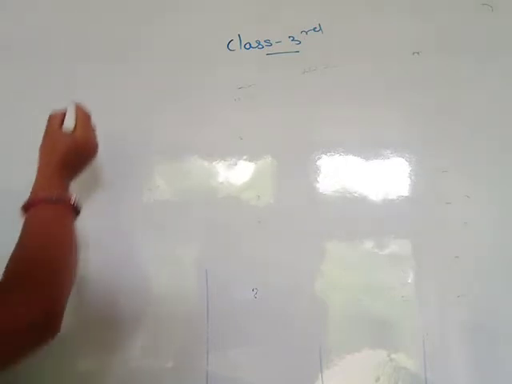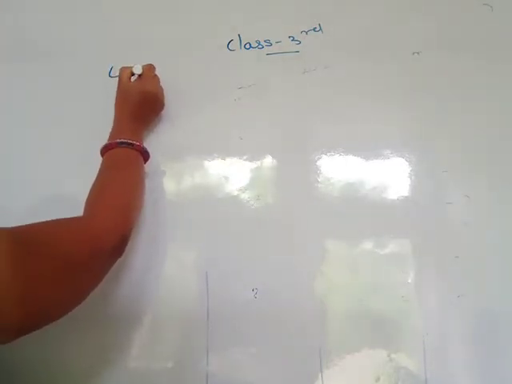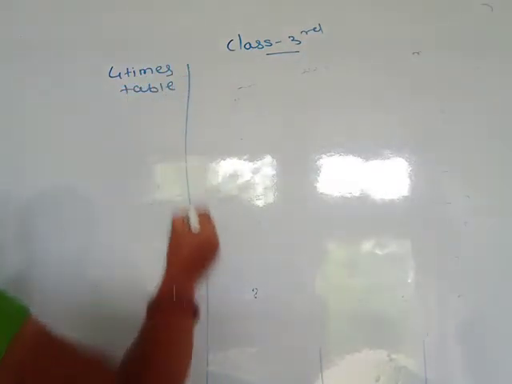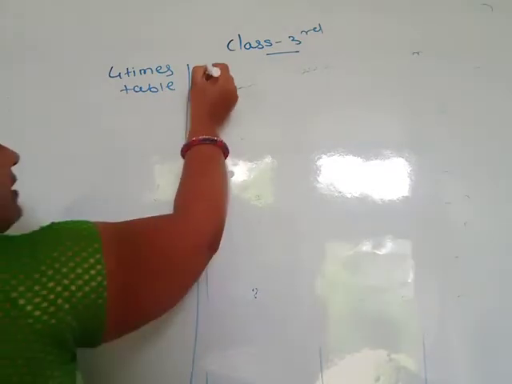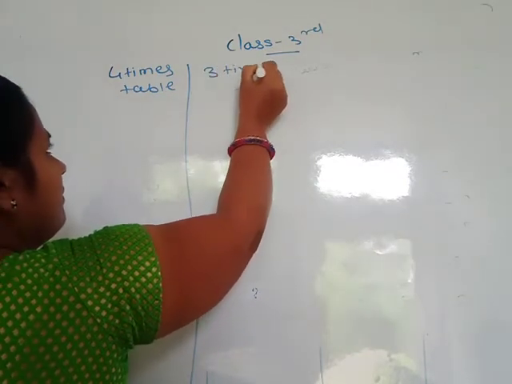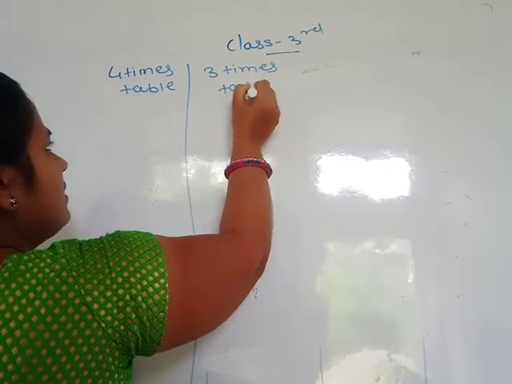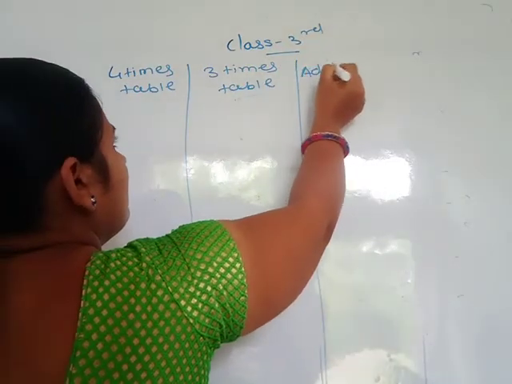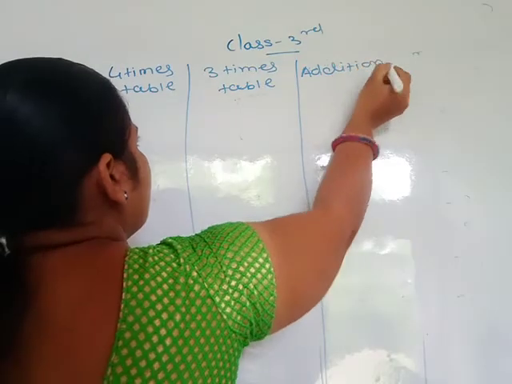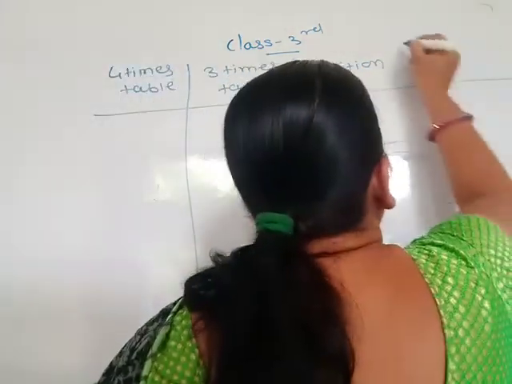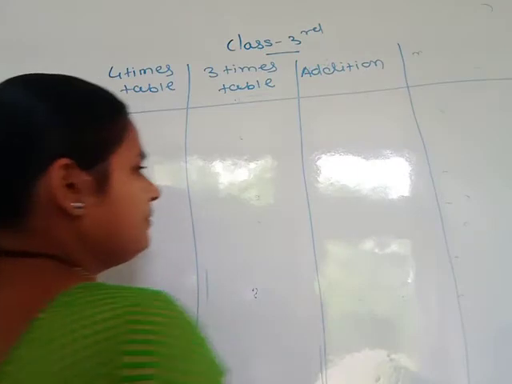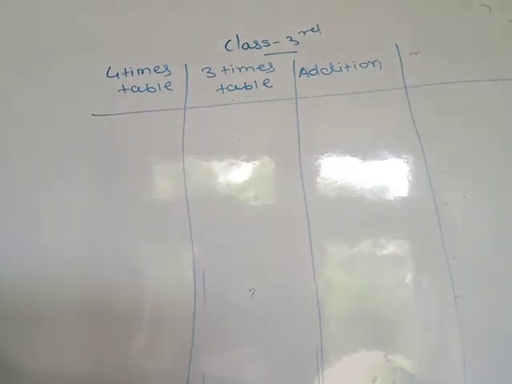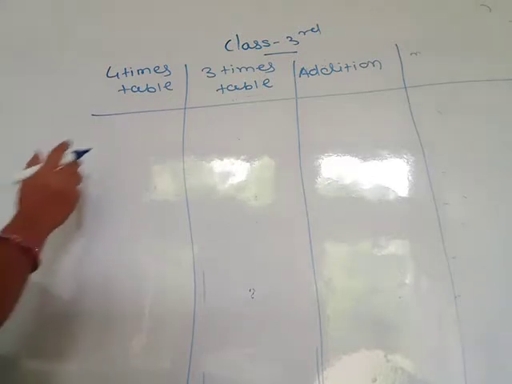See, firstly you write here the 4 times table. Right, 4 times table. Afterwards write here the 3 times table. Then you write here addition. See this, you make columns. Firstly write here the 4 times table. Then the 4 table, write here.